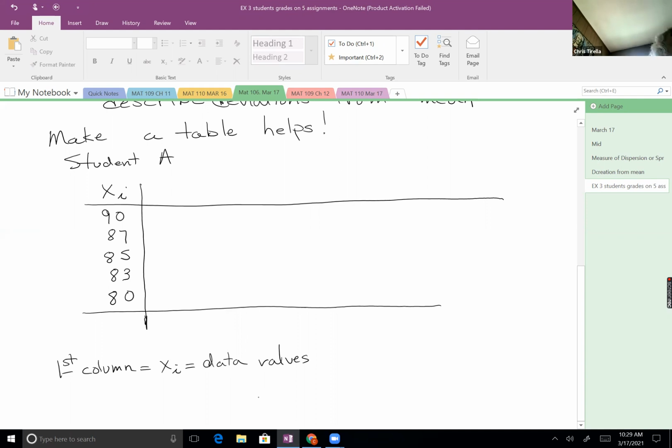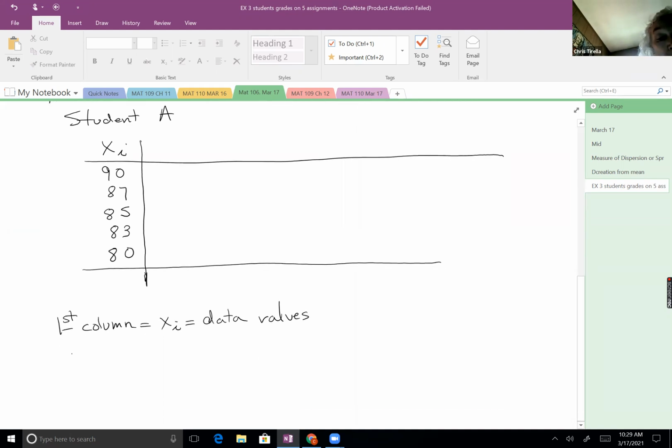And because we're looking for those deviations from the mean, we're going to next find the mean. And the mean is the sum of those data values. So I'd like to put a sigma, which again means sum, at the bottom. And those added up to 425. Some of these columns we will be adding. So the mean would be that 425 over 5, which is 85.